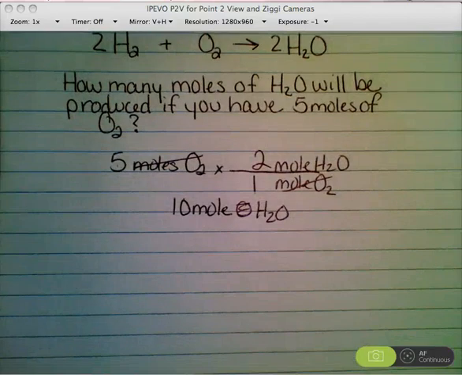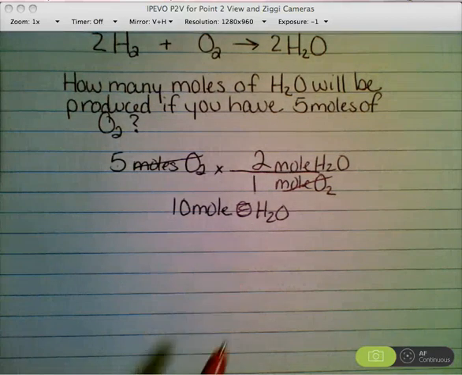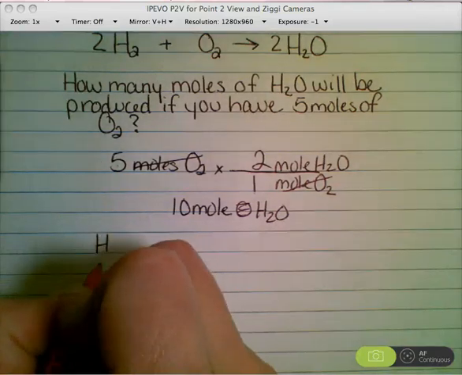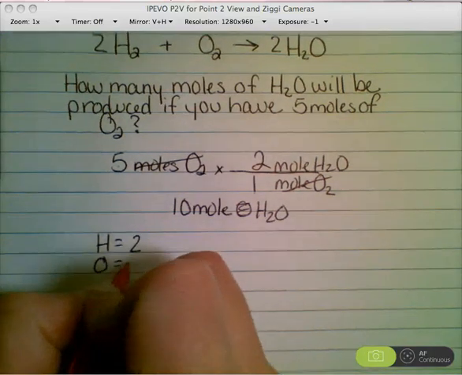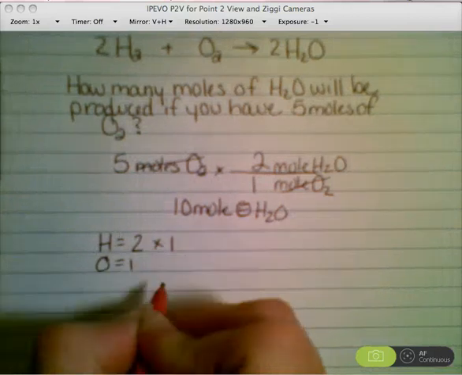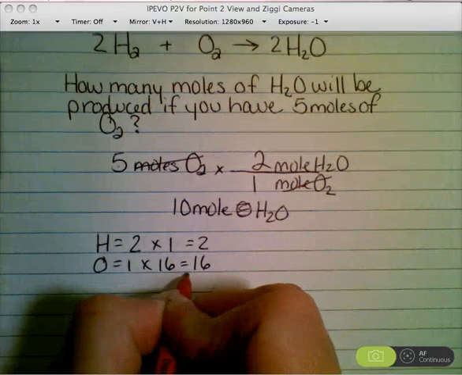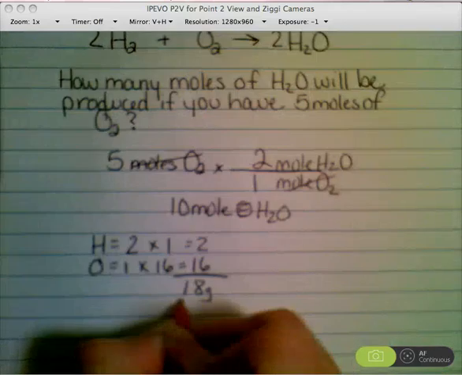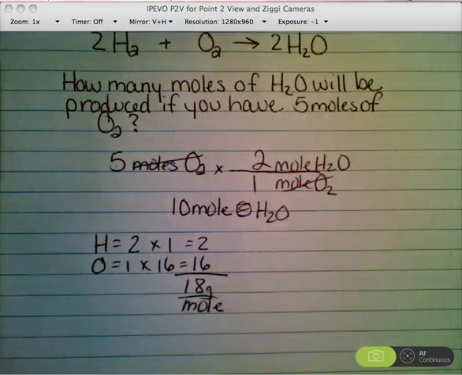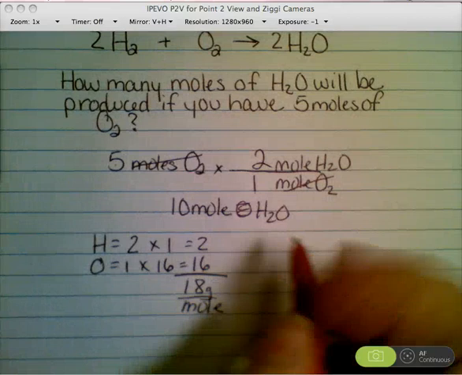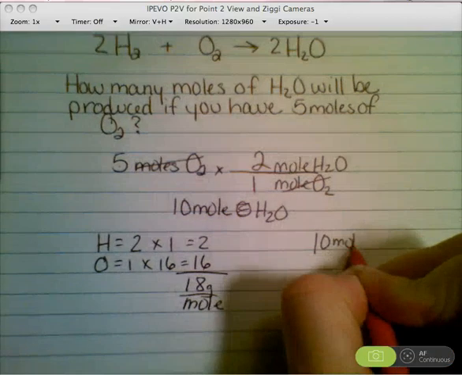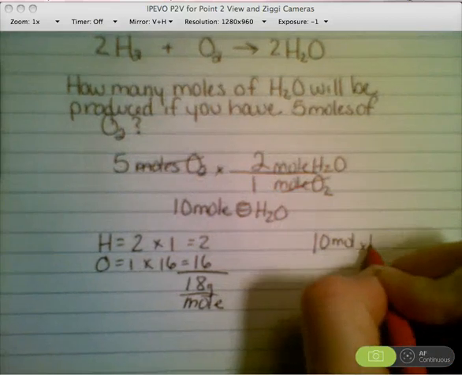Now, what if I knew I was going to be able to create 10 moles of water, but I want to know how many grams that would be? Well, I need to find the molar mass of water, which is hydrogen and oxygen. 2 hydrogens, 1 oxygen, hydrogen with the mass of 1, oxygen with the mass of 16. So add that up, and I get 18 grams per mole. So what do I do? I take my moles, 10 moles, and I multiply that by 18 grams.